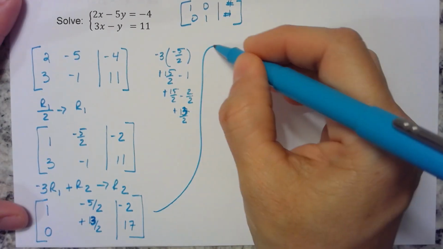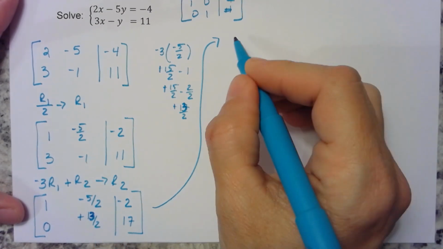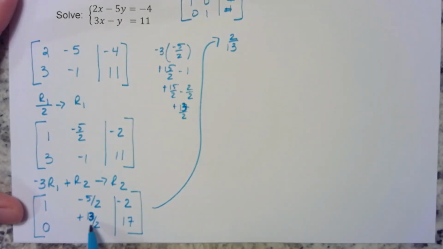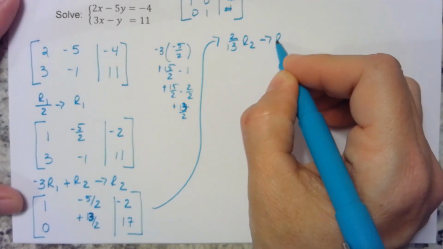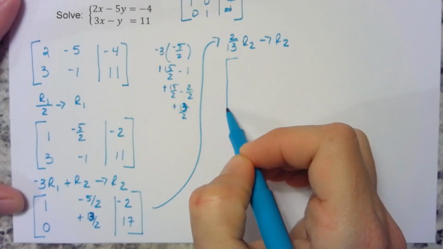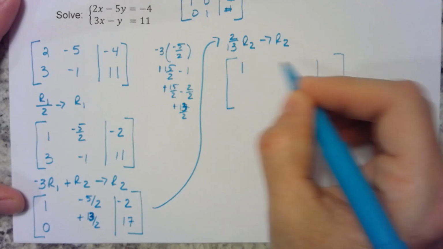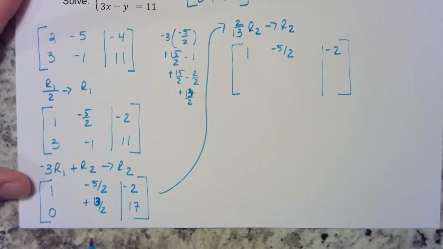That's nothing new, right? Alright, we need a 1 here. To get a 1, we can multiply by the reciprocal. So 2 over 13, if we multiply this by 2 over 13, we get 1, right? 2 over 13 times row 2 will give us a new row 2. That means row 1 stays the same. Multiply everything in row 2 by 2 over 13.